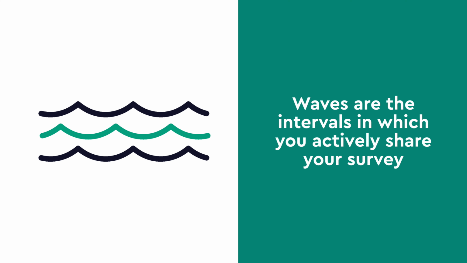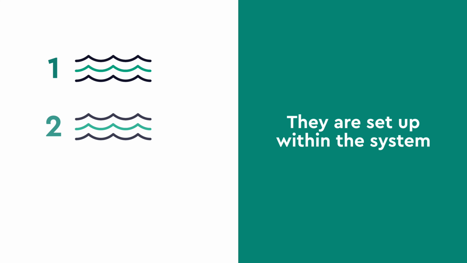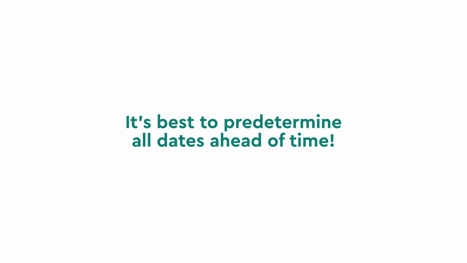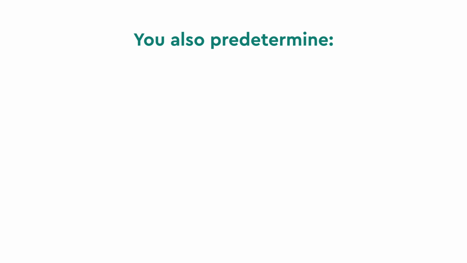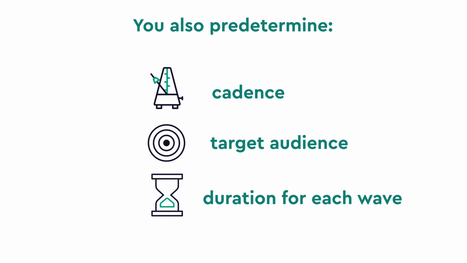Waves are the intervals in which you actively share your survey and receive responses. They are set up within the system. All you have to do is add the dates for each wave. It's best to predetermine all dates ahead of time. You also predetermine the cadence, target audience, and duration for each wave.